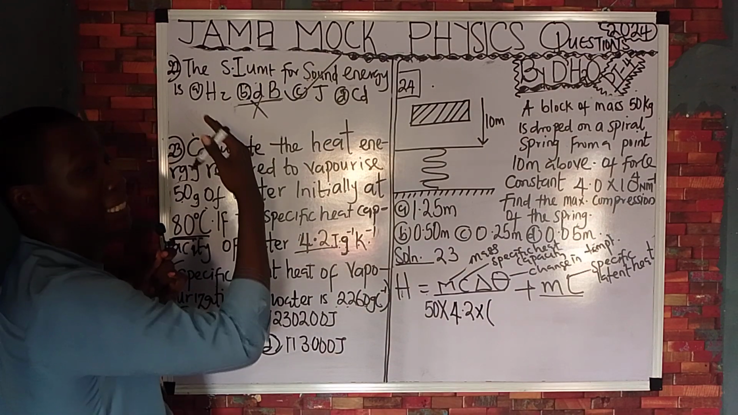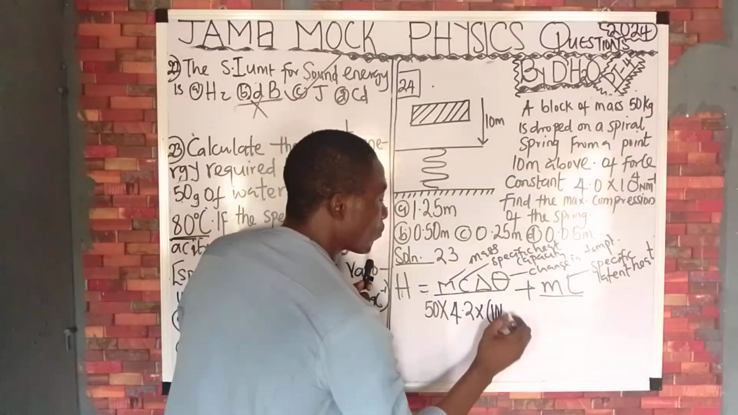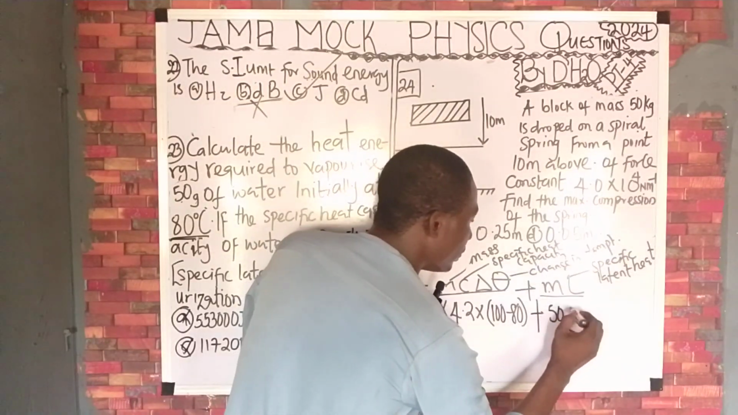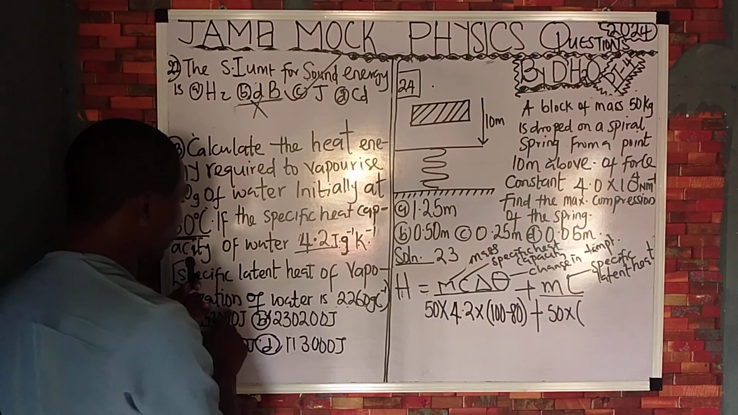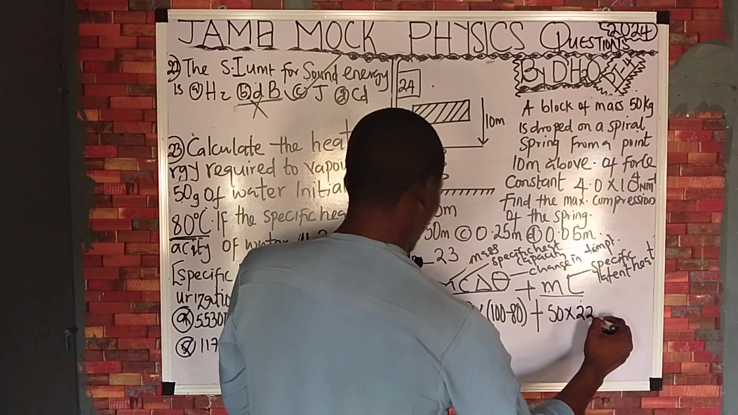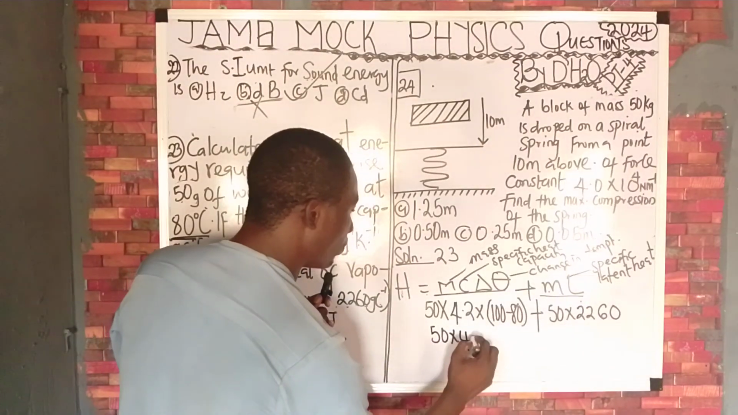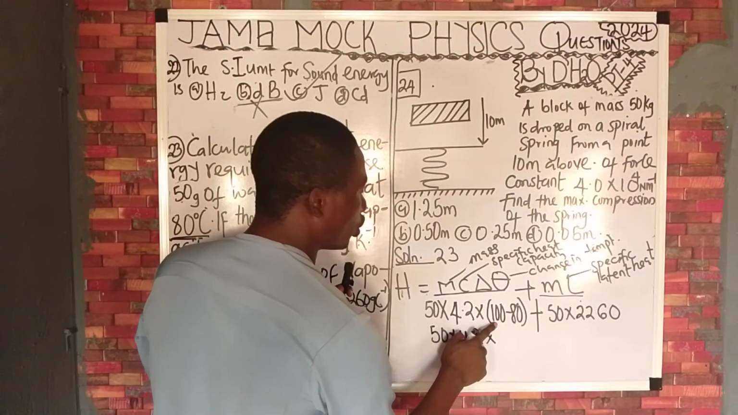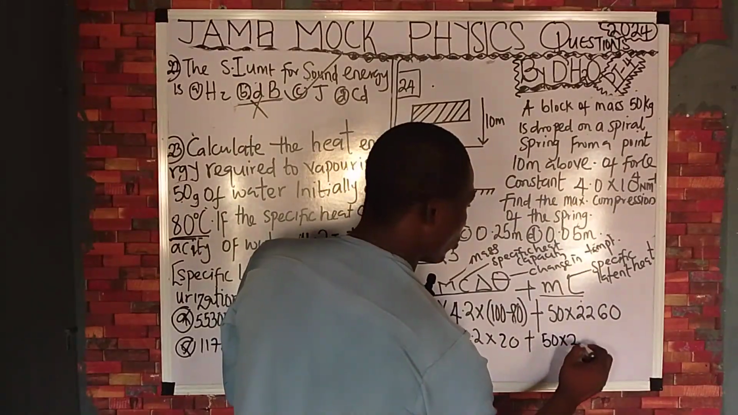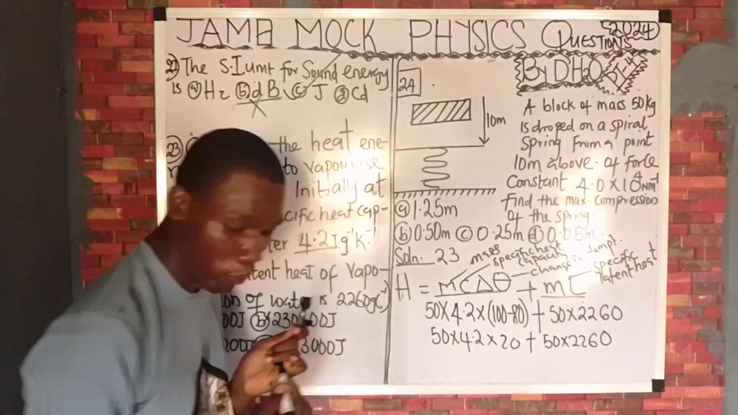Remember that the water vaporizes, and for water to vaporize it must get to 100, so we have 100 minus 80, plus the mass here, which is also 50, times the specific latent heat of vaporization, which is 2260. So what we have here is 50 times 4.2 times (100 minus 80, which gives us 20), plus 50 times 2260. So let's multiply this and multiply this, then we add it up together.